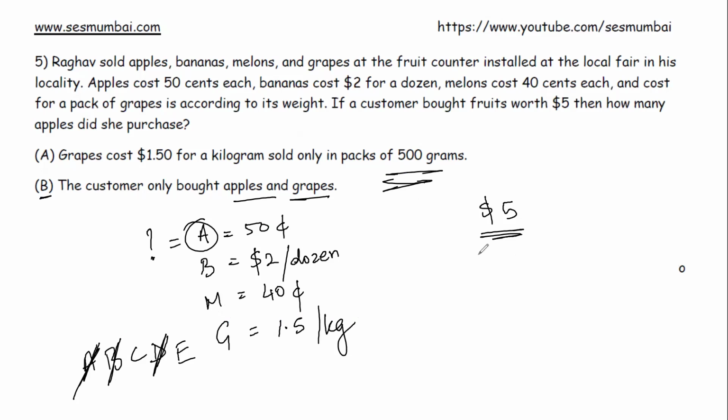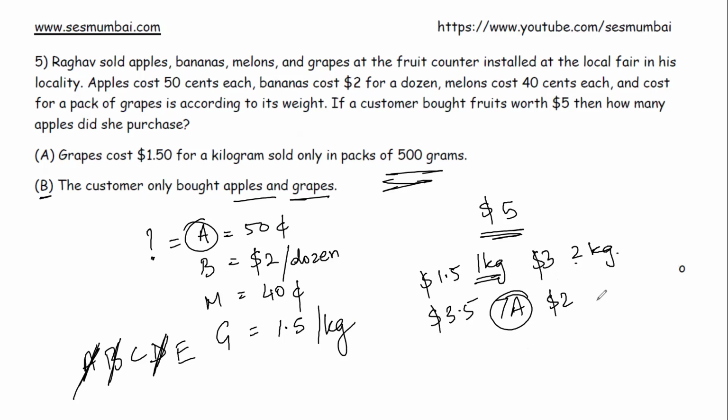So let's assume that she bought 1 kg of grapes or 2 kg of grapes. So with 1 kg of grapes, which is costing $1.5, you have $3.5 worth of apples to be purchased. Correct? Because B is saying customer bought only apples and grapes. With $3.5, clearly there are 7 apples that you can buy. And if she bought 2 kg worth of grapes, then $3 are gone, and then you have $2 worth of apples that you can purchase. And with $2, you can have 4 apples.